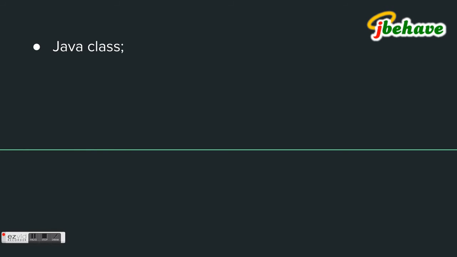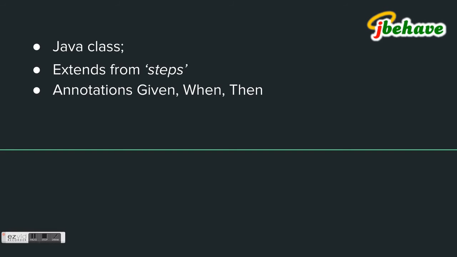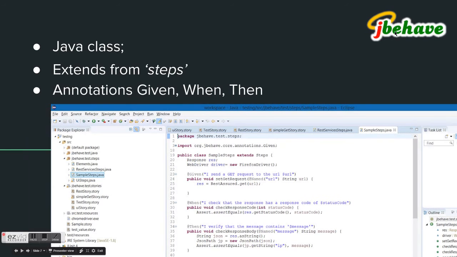Let's jump into the second file that we talked about, the steps file. The steps file, as I told you before, is nothing more than a Java class which extends Steps. Steps is a class within JBehave core, and to match these action phrases we're going to use the annotations Given, When, Then. An action phrase is the sentence that we use in the .story file.